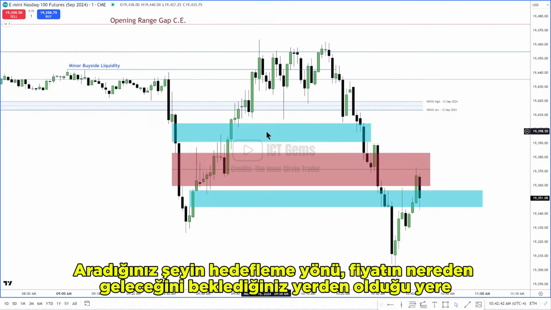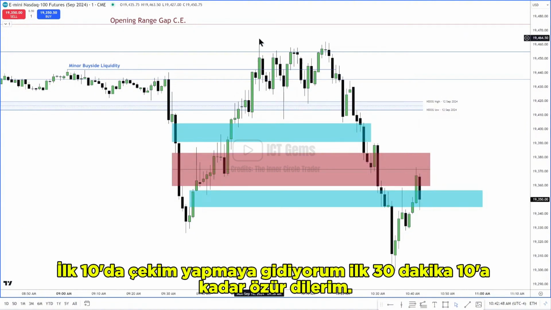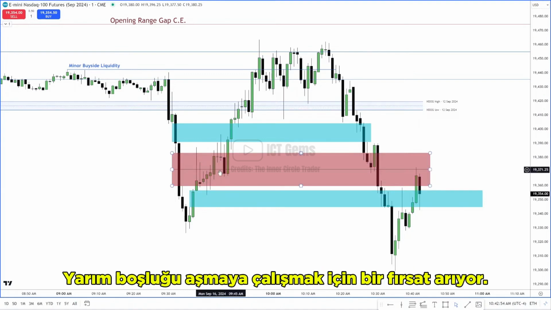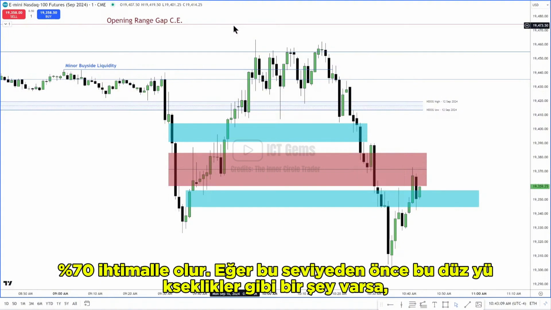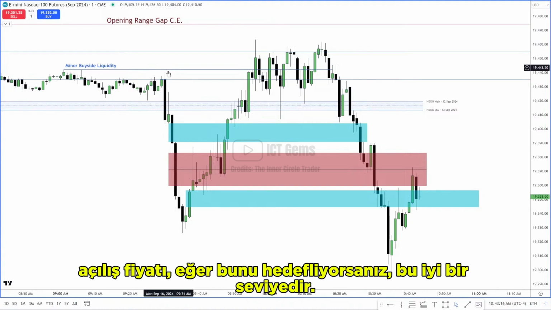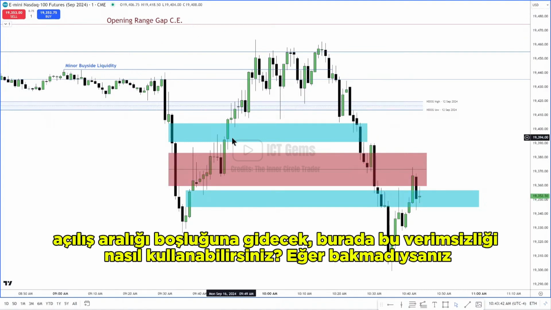But the targeting aspect of what you're looking for, from where you expect price to run from to where it's going to gravitate to. In that first 30 minutes to 10 o'clock, you're always looking for an opportunity for it to try to get to the halfway gap. So consequent encroachment of the opening range gap, in my mind, that is my always first draw. I want to see that because there's a 70% chance that's likely to happen. If there's something before this level, like these smooth highs, the opening price, if you aimed for that, that's a good level.